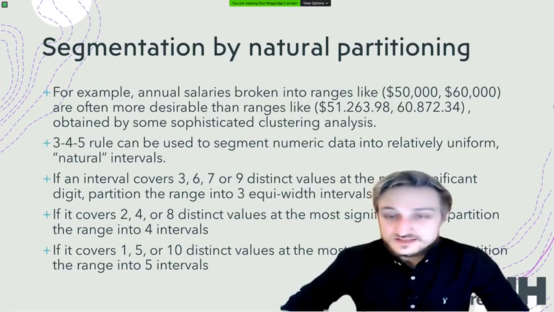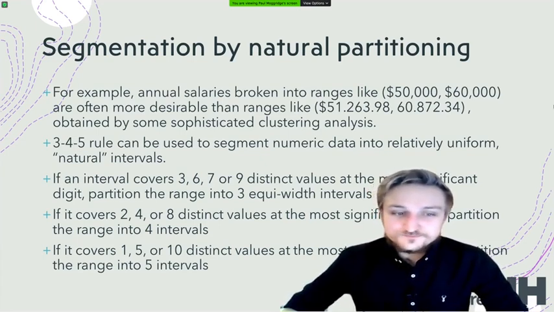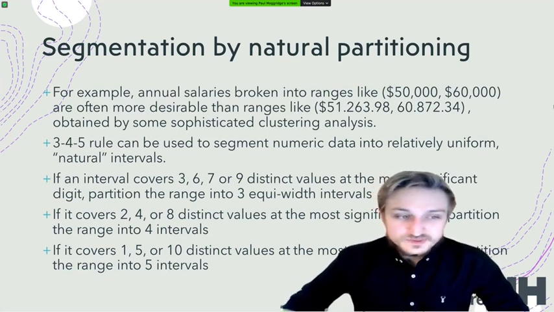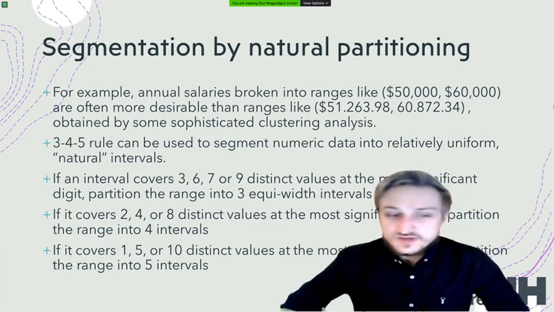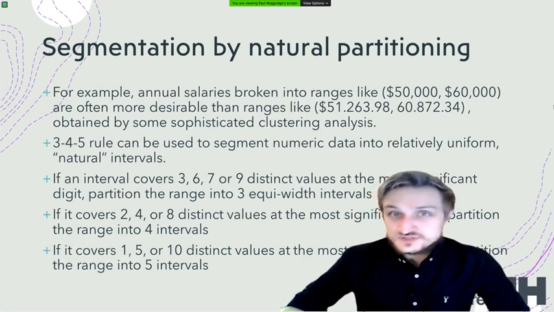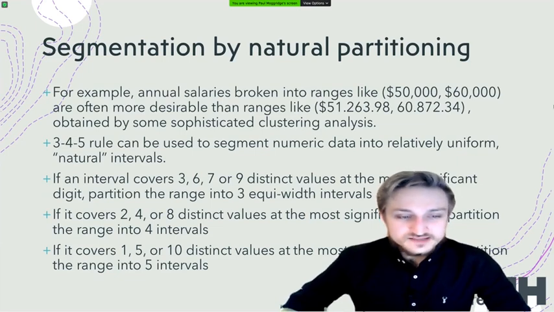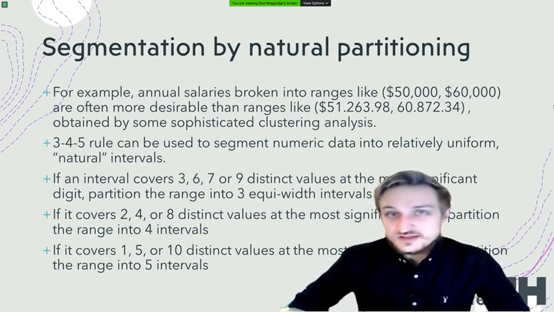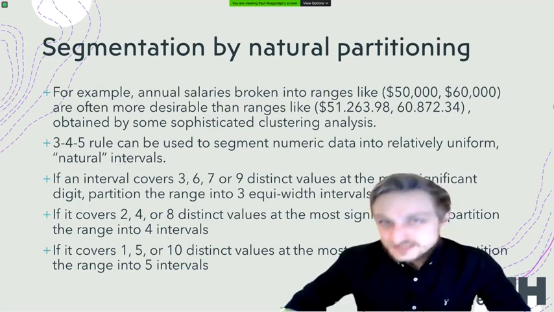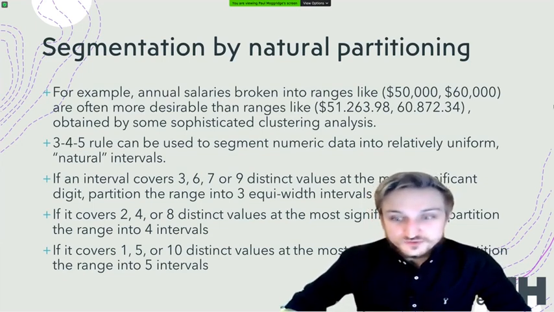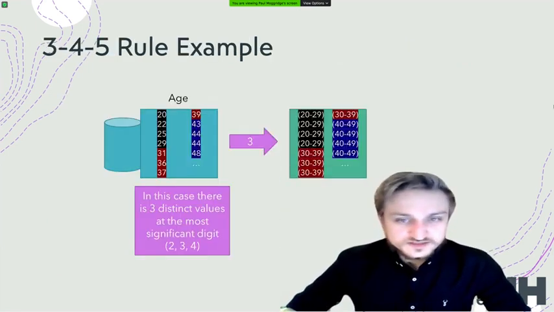If our data covers 3, 6, 7, or 9 distinct values at the most significant digit, then we partition the range into 3 equal width intervals. Similarly for 4, if it covers 2, 4, or 8 distinct values at the most significant digit, then we can partition it into 4 equal width intervals. And lastly for 5, if it covers 1, 5, or 10 distinct values at the most significant digit, then we should break that range into 5 intervals. I'll just give a quick example of how that would work.